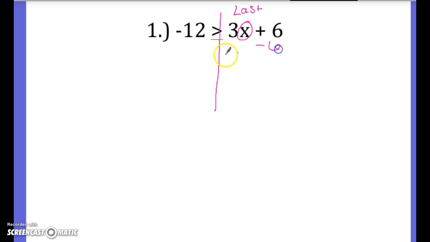So subtract 6 from both sides. Negative 12 minus the 6 is the same thing as plus negative 6. So negative 12 plus negative 6 is negative 18. Bring your inequality sign down. Is greater than or equal to 3x.